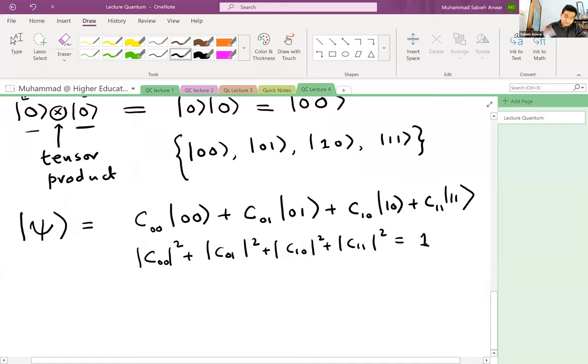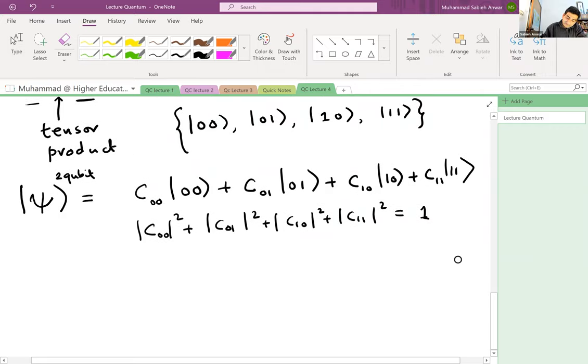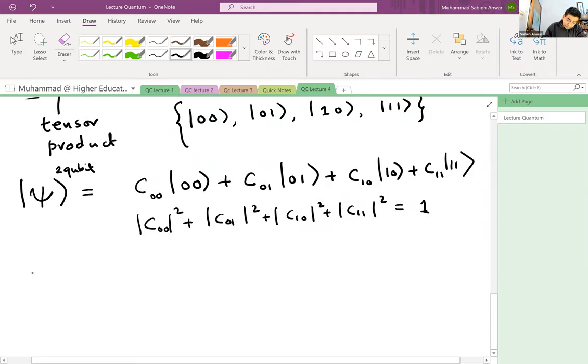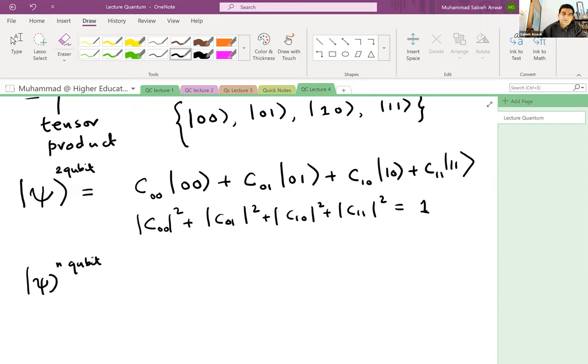I can have n qubits. So these are 2 qubit states, right? And there will be 2 raised to n, so if I add n qubits, remember that if you want to do something useful, you need to have somewhere of the order of 100 qubits in a quantum computer. A quantum computer that has more than 50 qubits is generally considered to be breaking the quantum ascendancy limit. So you need a large number of qubits to do something useful.